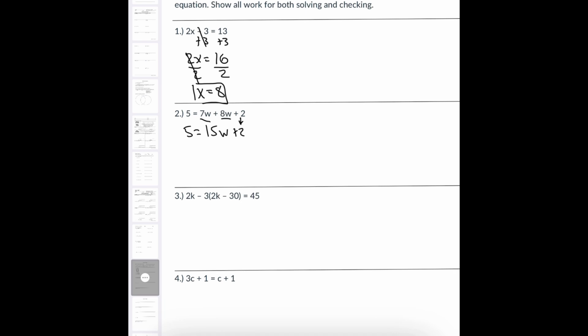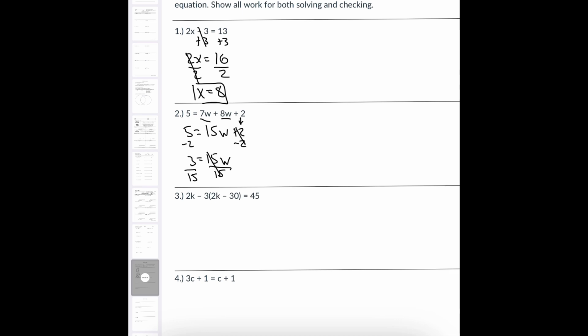If I have 5 equals 15w plus 2, then I'm going to subtract 2 from both sides, because that will cancel out with plus 2. 5 minus 2 is 3, so that gives me 3 equals 15w. Then, because I have 15w, I'm going to divide by 15 on both sides, because if I divide by 15, it'll cancel out with 15w.